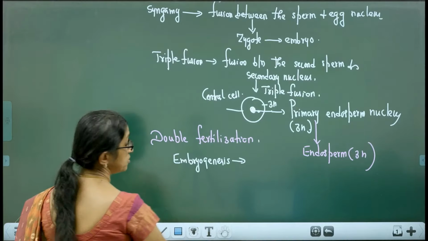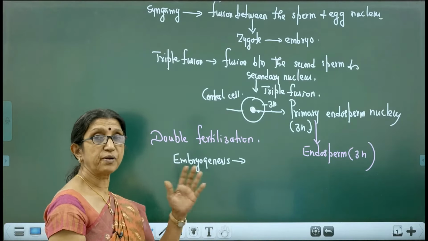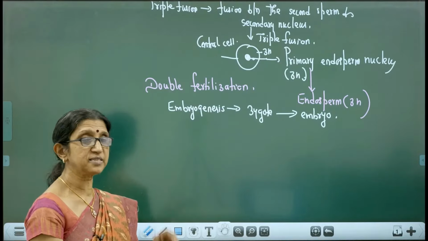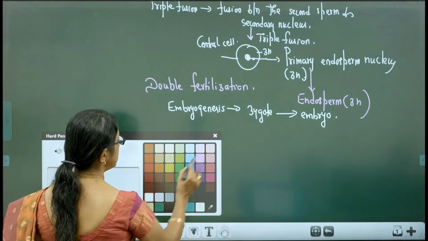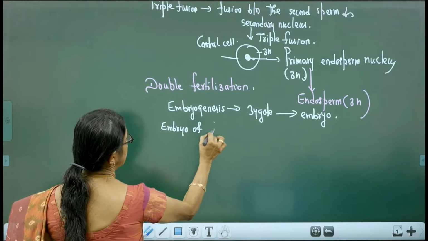Embryogenesis refers to the process of development of embryo from zygote. The zygote develops into a multicellular well-organized structure that is called embryo. What's the fundamental difference between the embryo of a dicot and monocot? Angiosperms consist of two groups: one is dicotyledons and the second is monocotyledons. So what's the difference between the embryo of dicots and monocots?